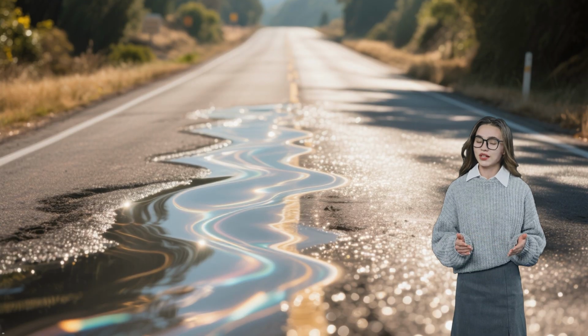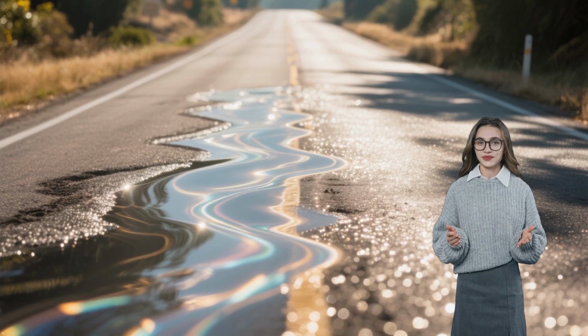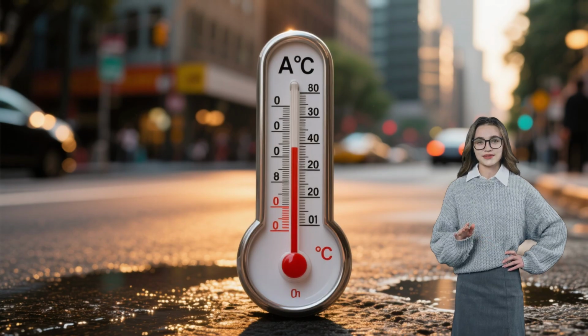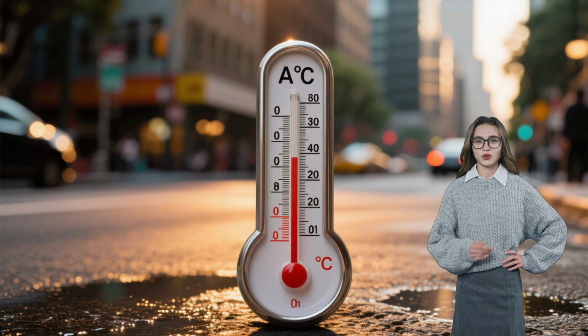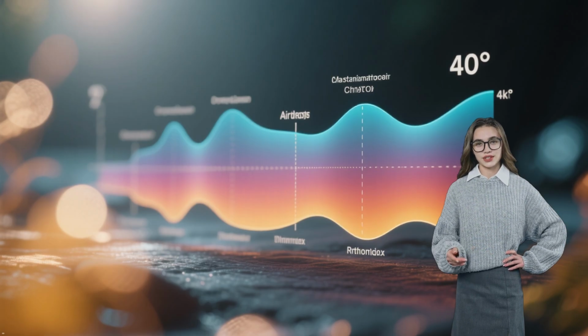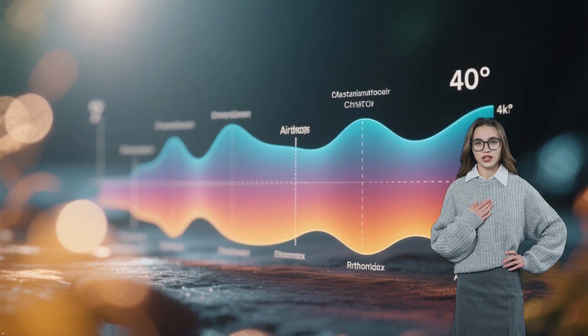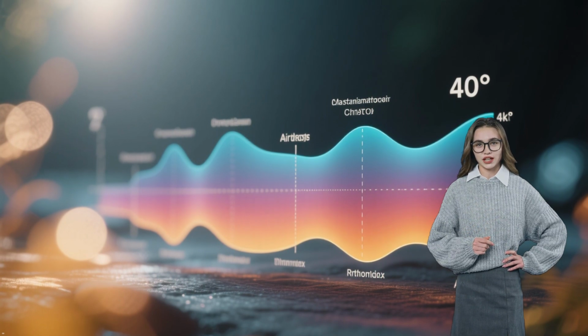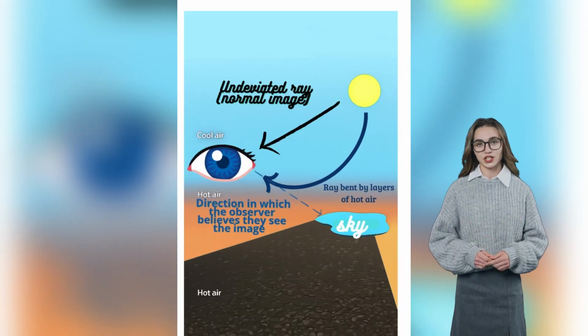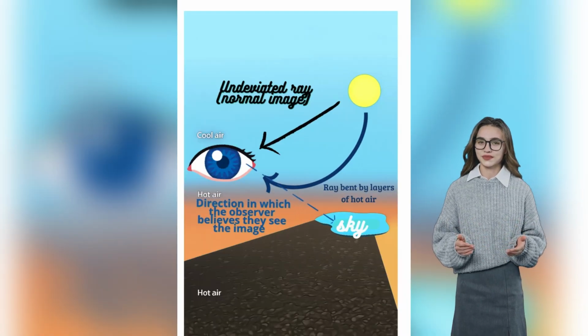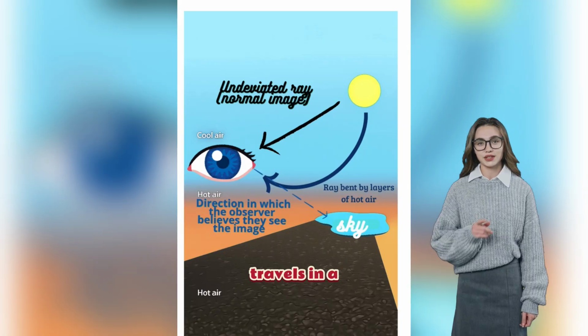An inferior mirage is what you see on a blazing summer road. Asphalt can reach 60 degrees Celsius, but a meter above, the air is only 35 degrees Celsius. This large temperature difference means the air near the surface is less dense, lowering its refractive index compared to the cooler air above. When skylight enters this gradient, it bends downward. Your eye receives light coming from near the ground.